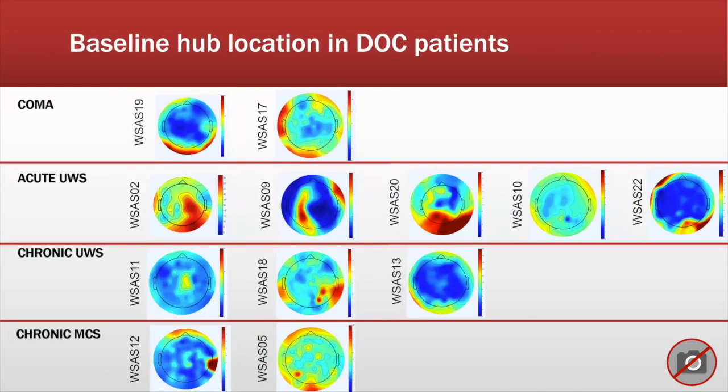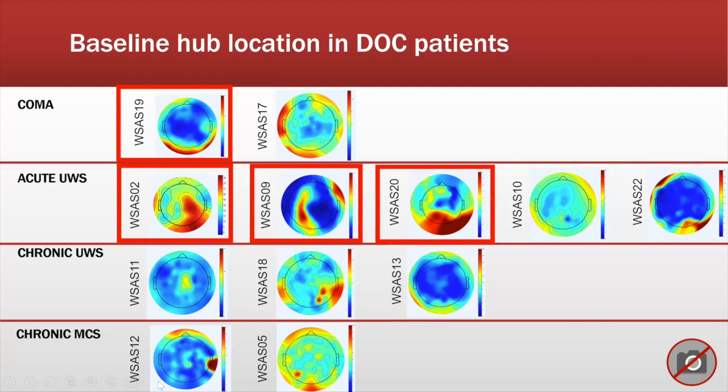Let's do a similar look at baseline hub locations in disorders of consciousness patients. So if we look at diagnosis, we see posterior hubs in one of the coma patients, one, two, three of the acute unresponsive wakefulness syndrome patients, but not in the chronic minimally conscious state patients. So this is not a useful diagnostic measure. And it's also not a useful prognostic measure.